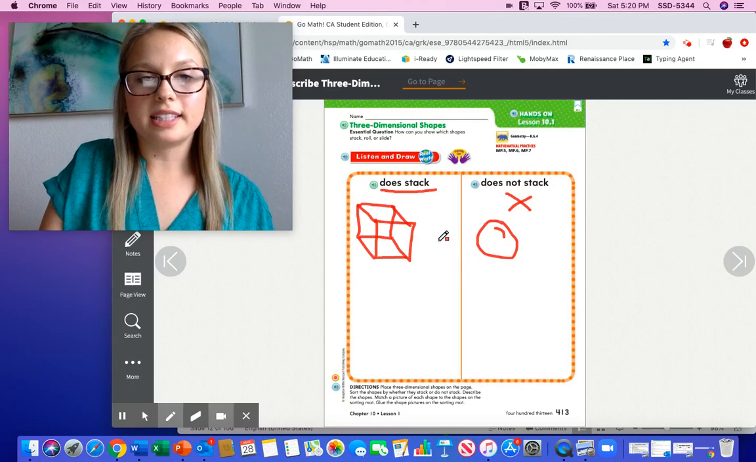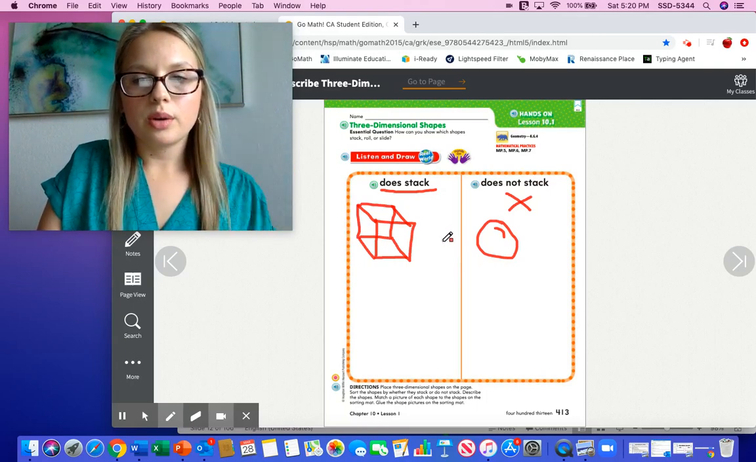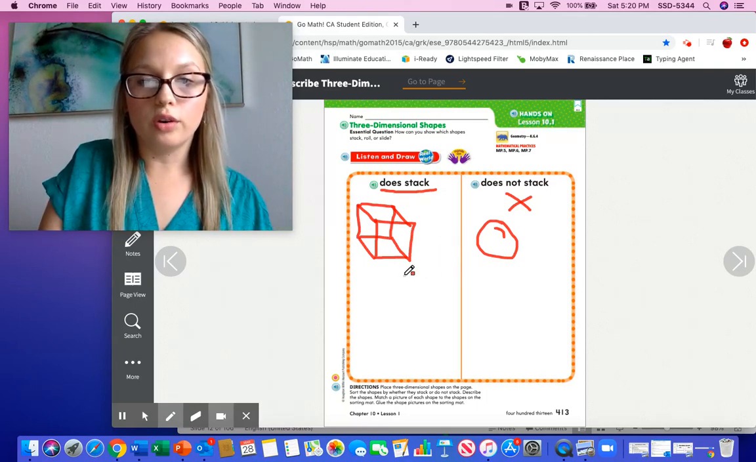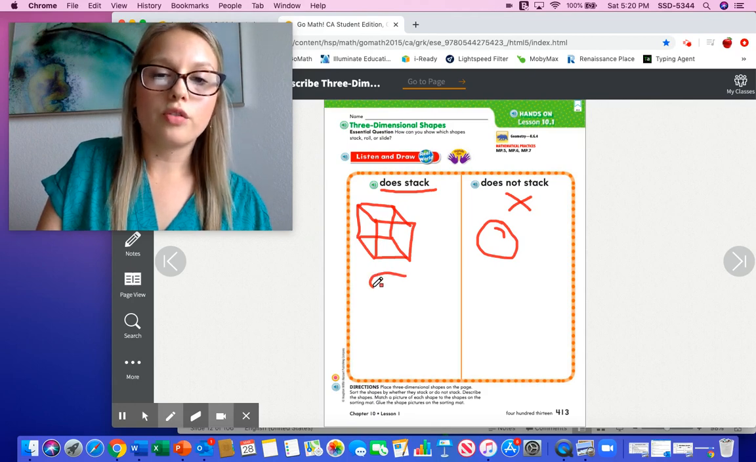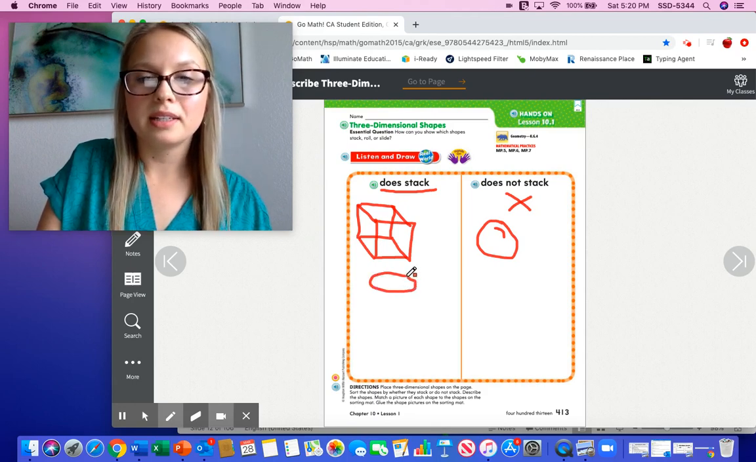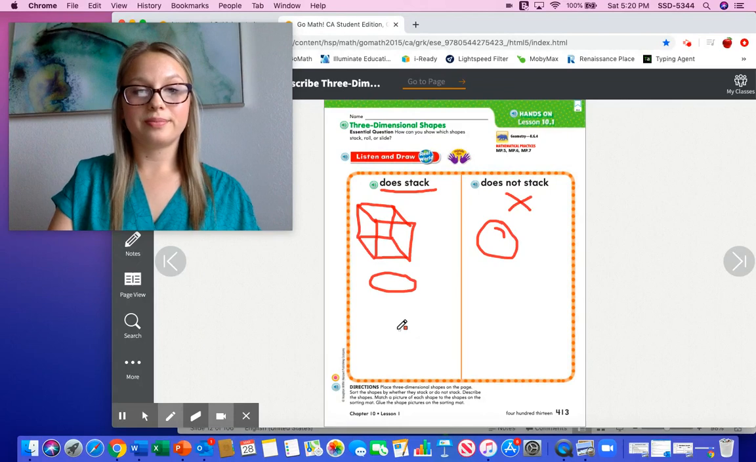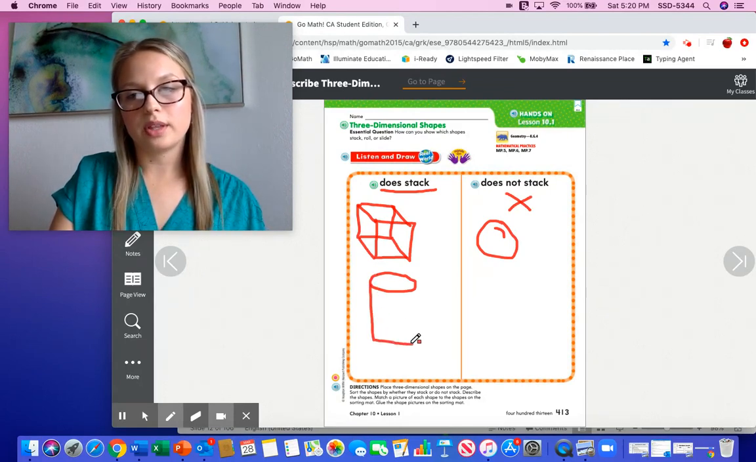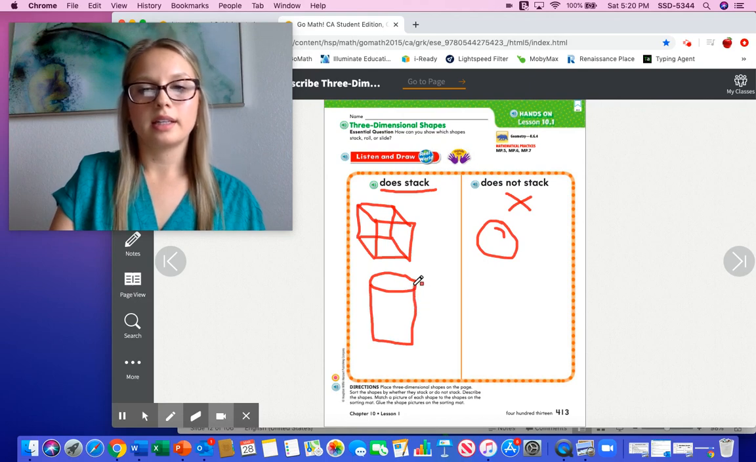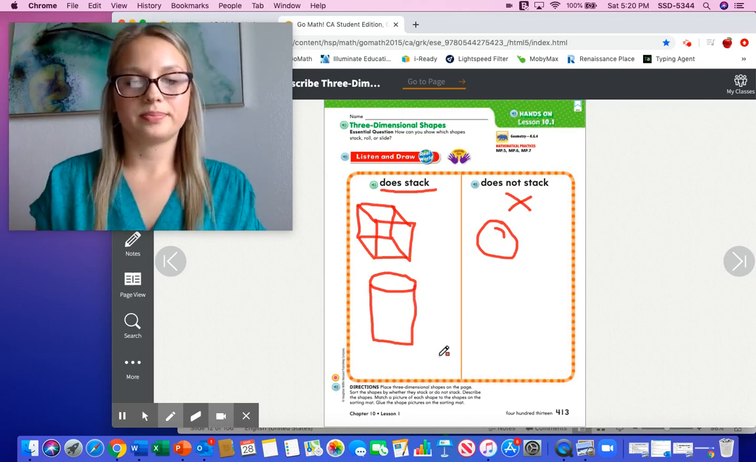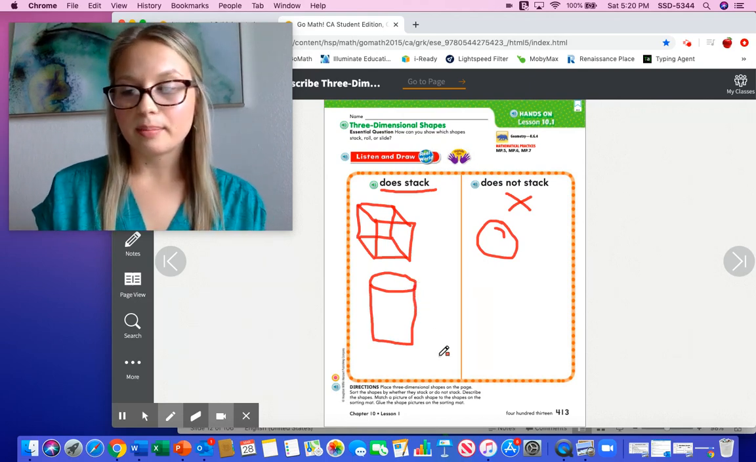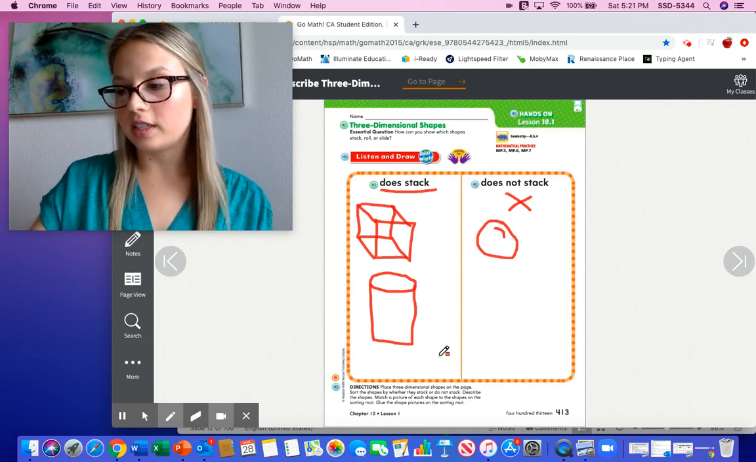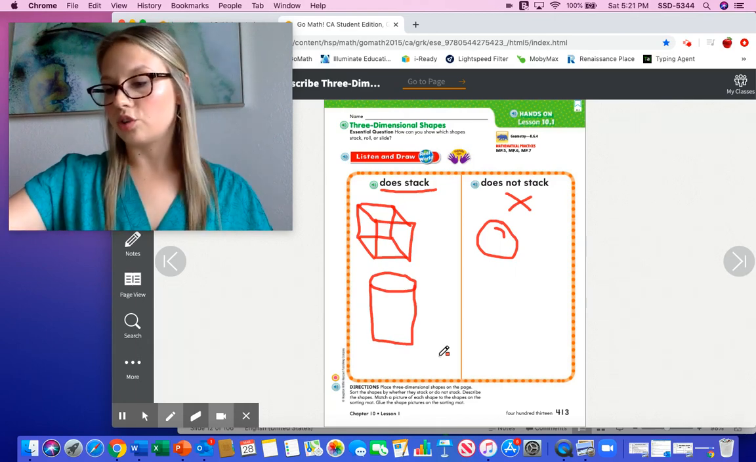To draw a cylinder, we're going to draw an oval. An oval looks like a circle that's been squished down. And then you're going to draw the bottom with a line and a line and a line, 3 lines. And mine's not perfect, and that's okay if yours isn't perfect either. We're trying our best.